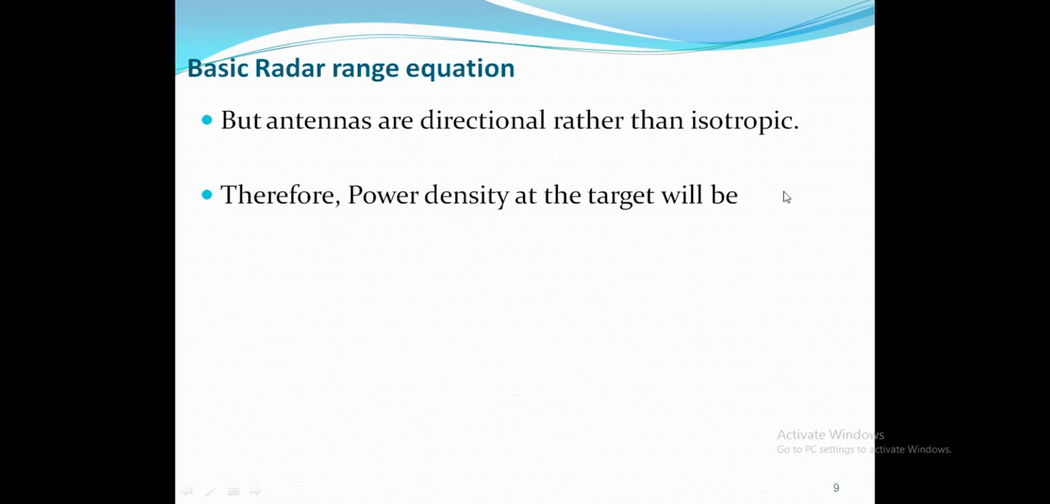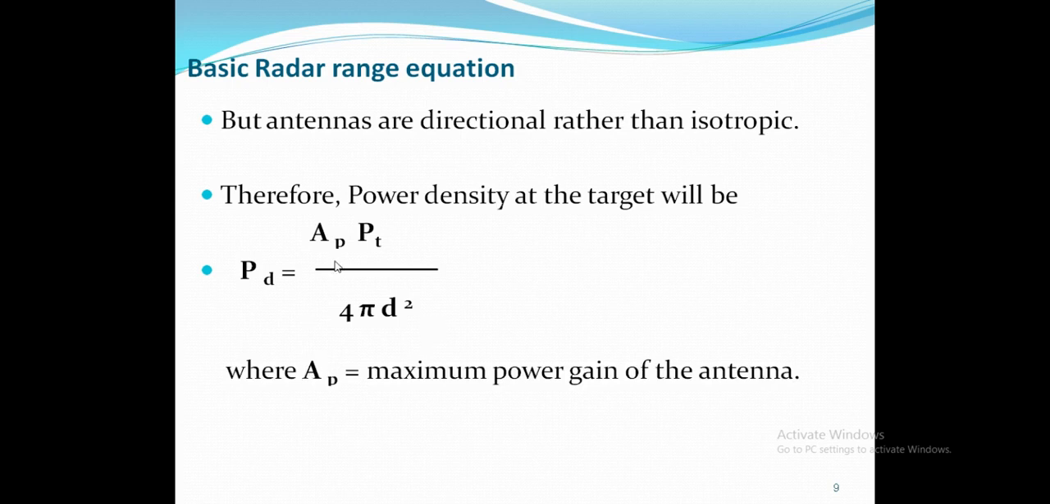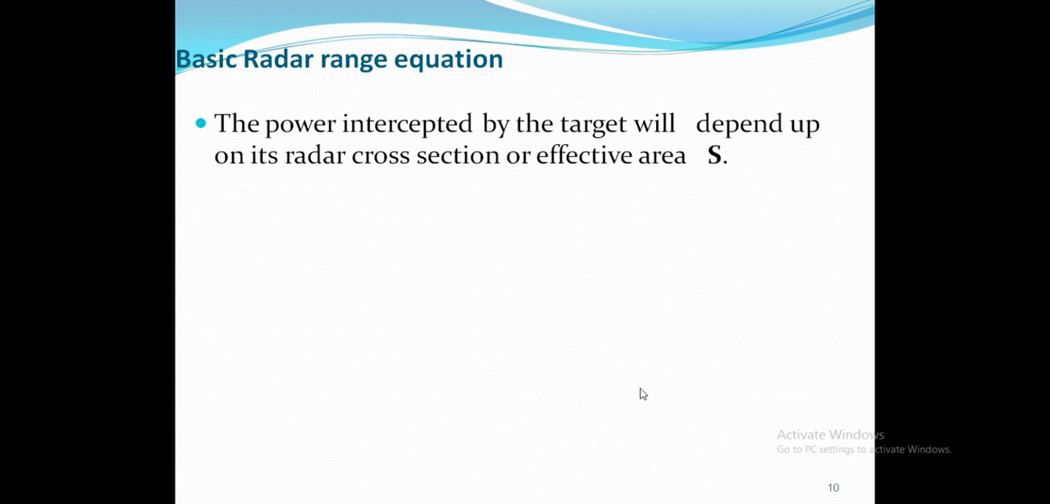But the antennas are directional rather than isotropic. Therefore, the power density at the target is equal to G times PT by 4 pi d square, where G is the maximum power gain of the antenna.